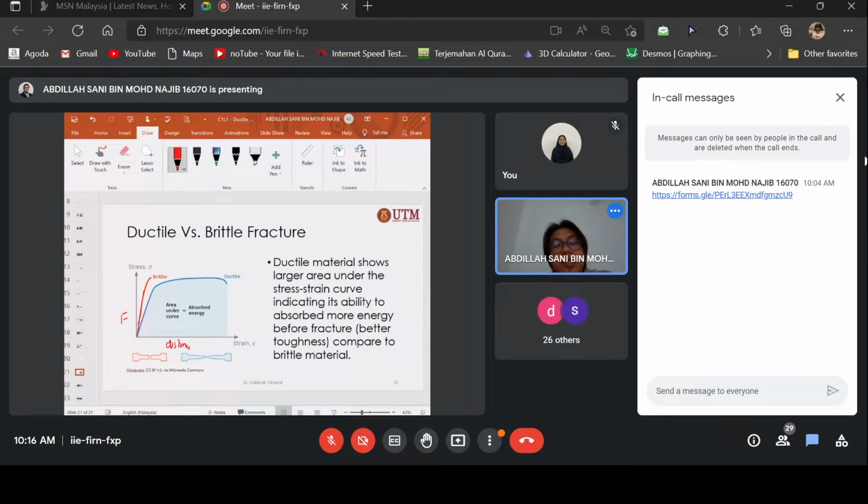So the area under the curve is equal to the absorbed energy. Ductile materials, which undergo ductile fracture, absorb a lot of energy before they fracture compared to brittle materials. That is why we look at these two pictures of the real failures that we have.